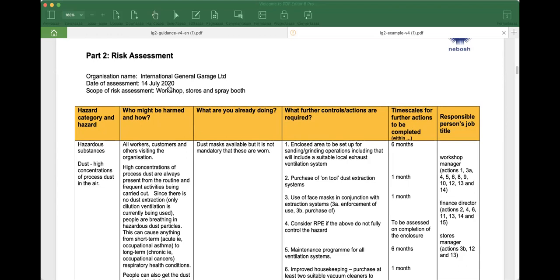It's up to you. And the scope of the risk assessment, which area you have risk assessed, you need to write here. Like in this example report, you can see workshop, stores, and spray booth. So when you write workshop, stores, and spray booth here, it means that you have carried out risk assessment in the workshop. You have also carried out risk assessment in the stores and spray booth.